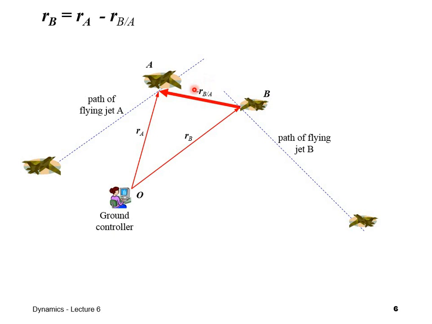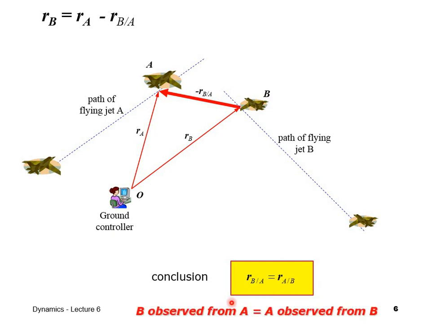Or if you don't want to write like this, you can write position RAB, meaning the position of A relative to B, positive RAB. So the conclusion is RBA is actually negative RAB, meaning that B observed from A equals A observed from B. The only difference is the direction, or negative.